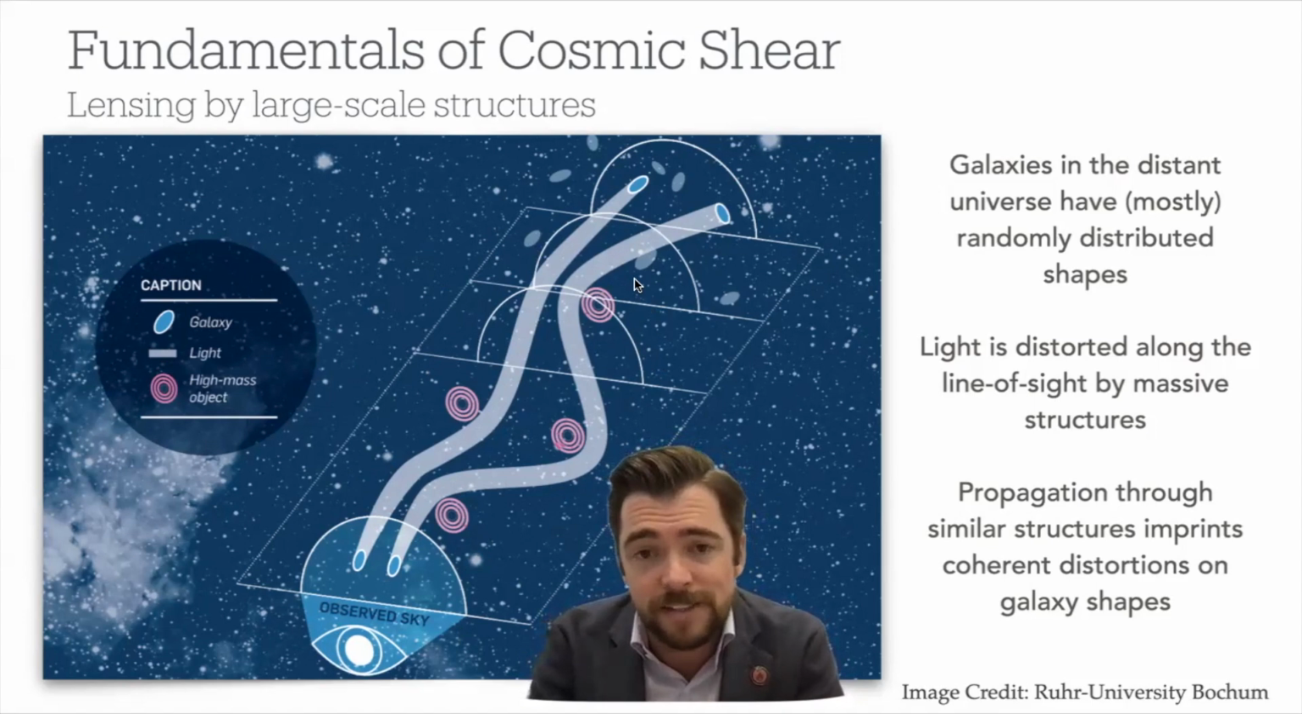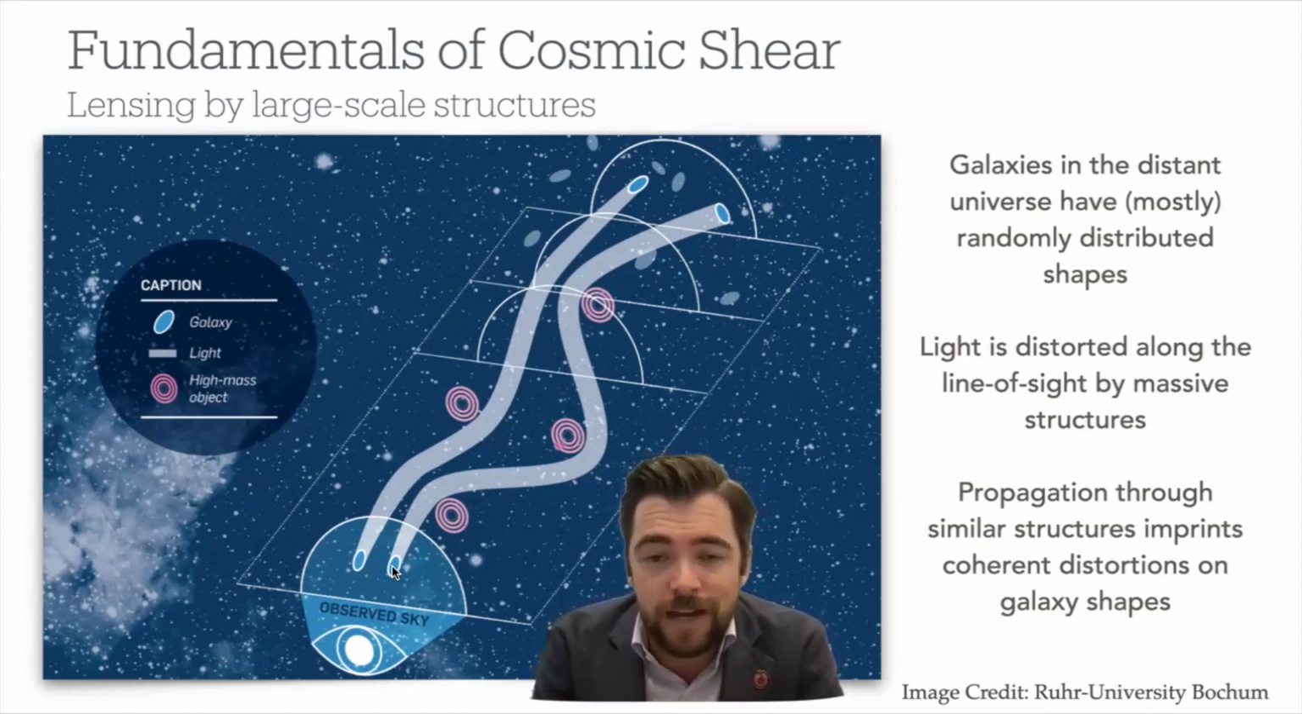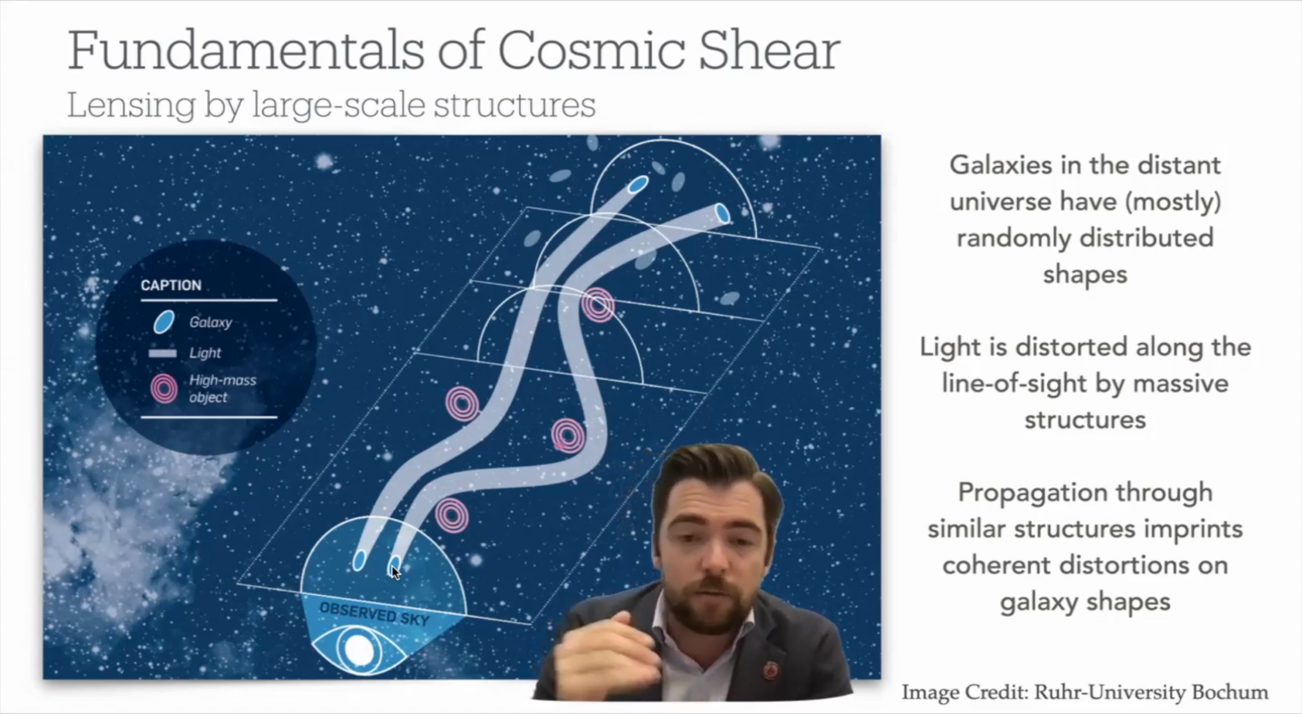And what that does is it takes initially uncorrelated shapes of galaxies and induces a correlation in the shapes between those two galaxies as observed on sky. And this induced correlation is dependent on the amount of and clustering strength of matter along the line of sight.